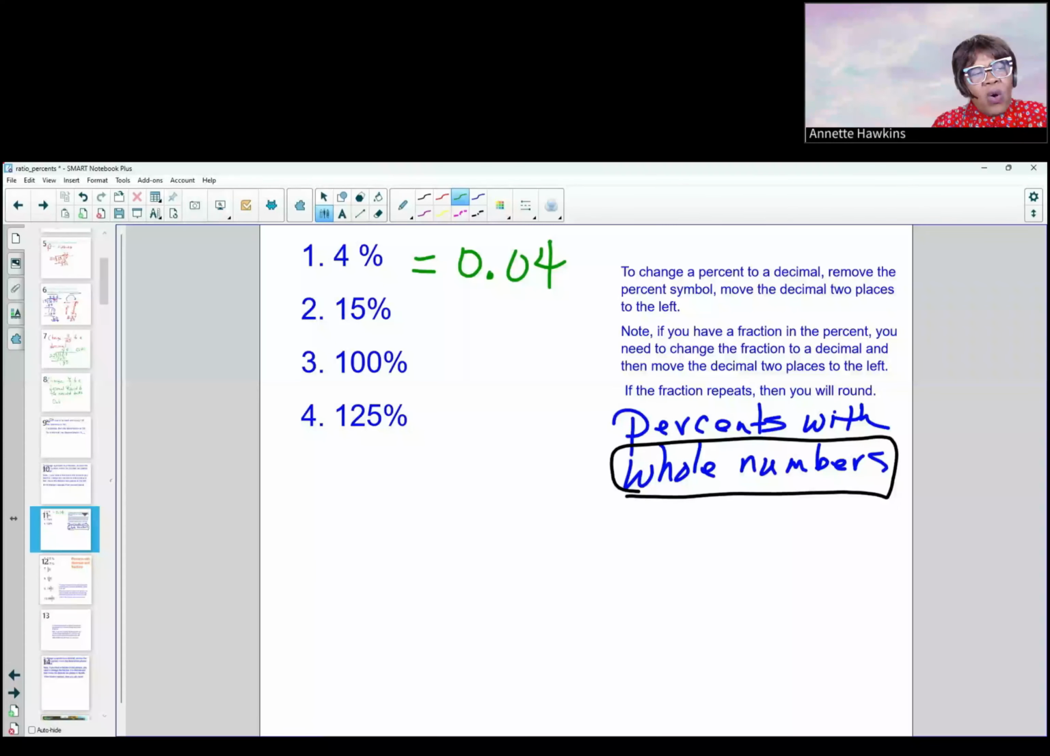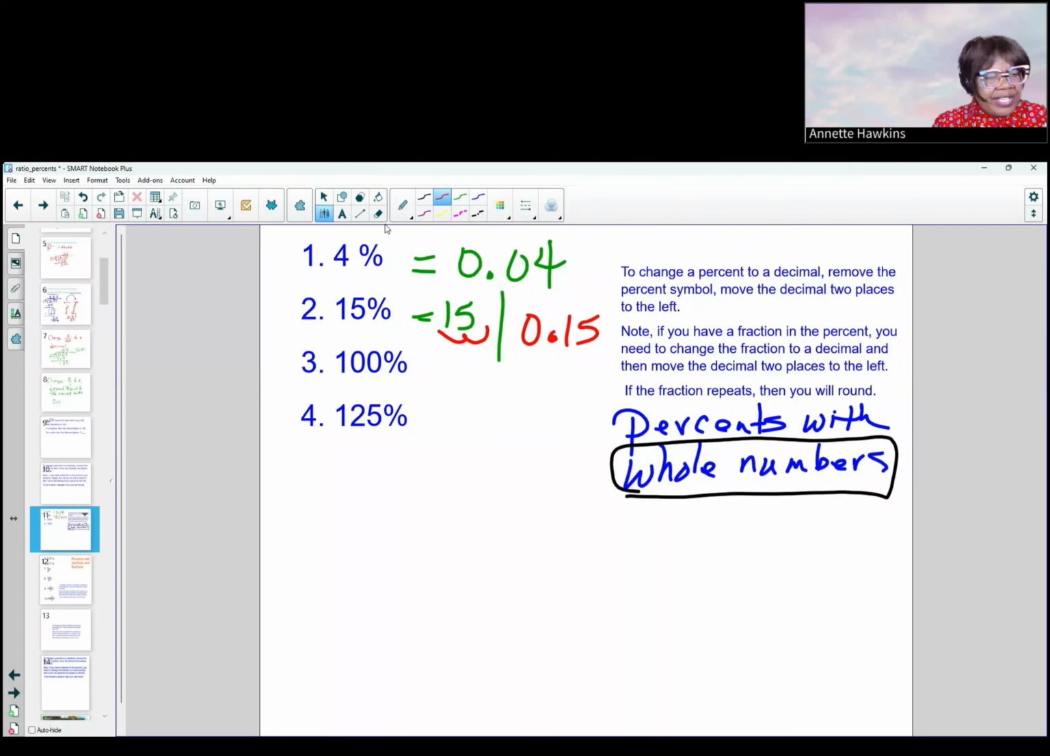4%, 4 out of 100. That's what that means. 15% means for each and every 100. So 15% means 15 out of 100. Okay, so I'm going to remove the percent symbol, and then I'm going to move the decimal 2 places to the left. 1, 2. Now I always like to put the 0 to the left of the decimal. I mean, you don't have to, but that's 0.15.